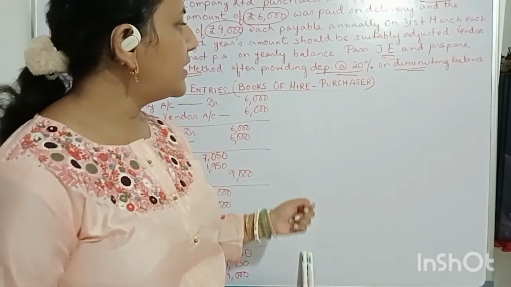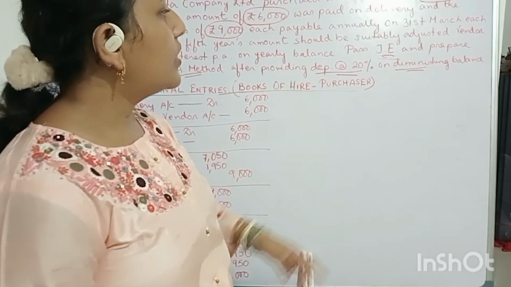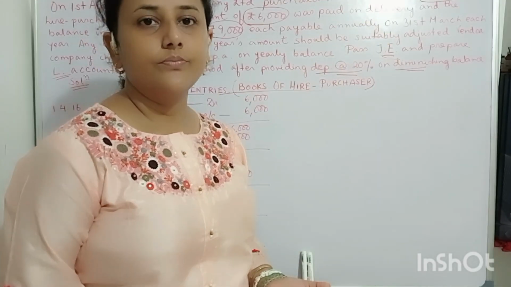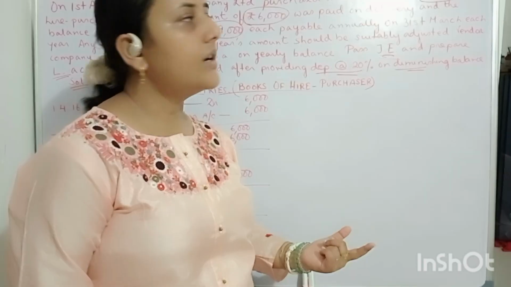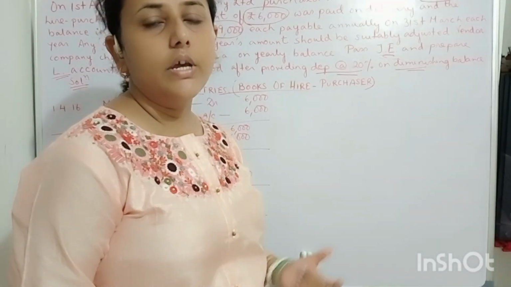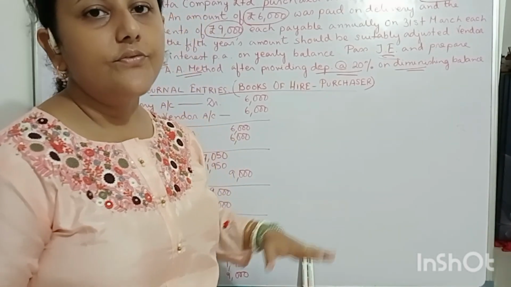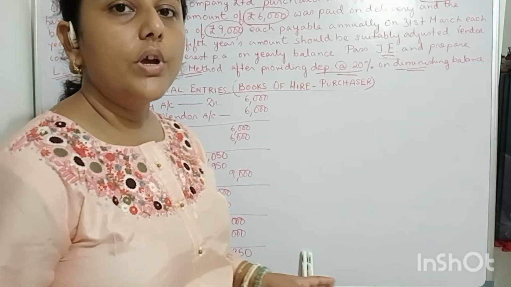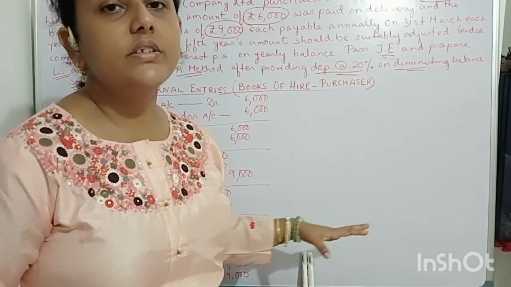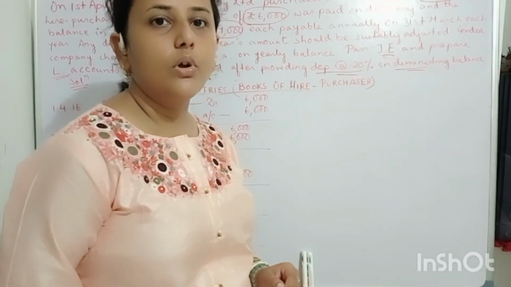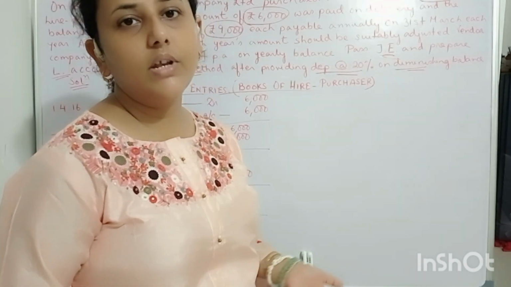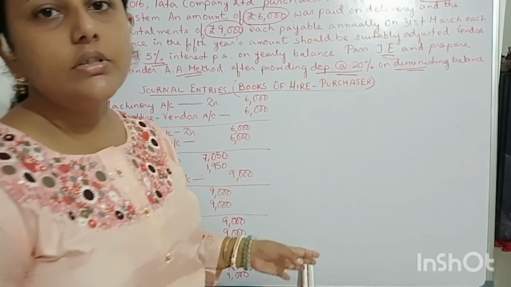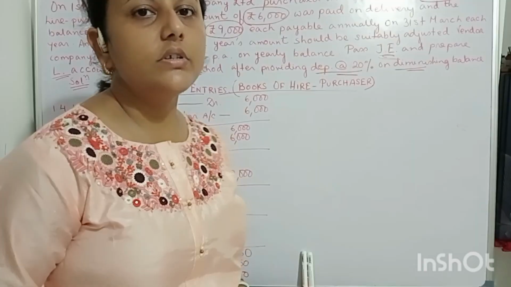Then depreciation, it is 20%. So 20% on 45,000 will be 9,000. You have to deduct 9,000 from 45,000 in order to get the balance. Then for the next year, you have to calculate 20% on the balance, since it is the diminishing balance method. So this is how you will calculate the value of depreciation, year after year for 5 years.